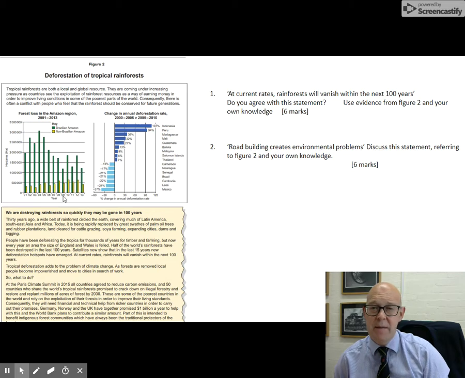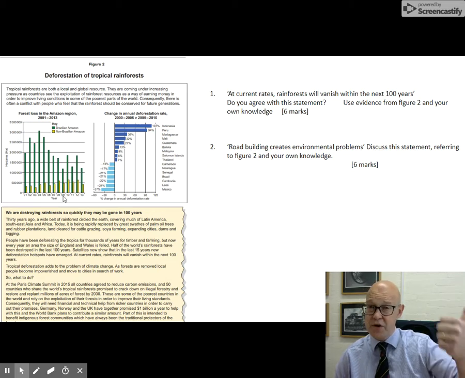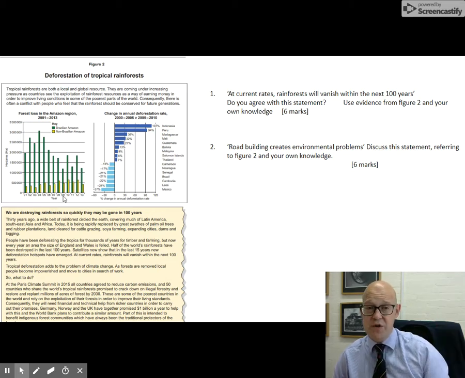07, 08, big recession around the world, reduction of the demand for construction, possibly leading to less deforestation. All right, just look at it. Don't just think, oh yeah, it's a graph. Think about what happened and why.